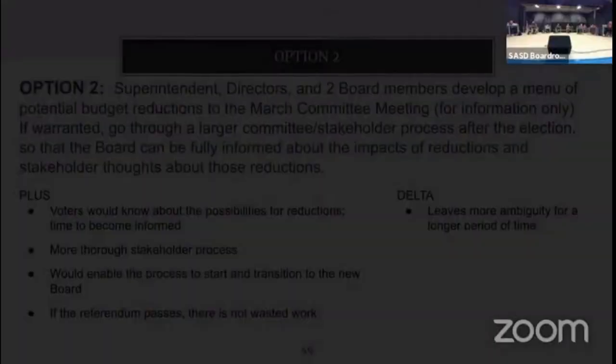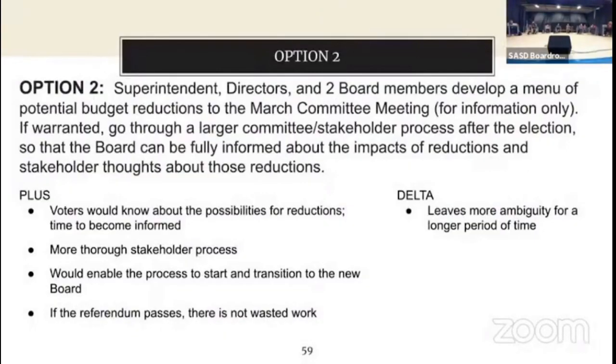Next slide. So option 2 would be to have the superintendent, directors, and the 2 board members that will eventually be on the committee develop a menu of potential budget reductions and bring it to the March committee for information only. Rather than specific budget recommendations within the dollar amount of the reductions, this would be a larger menu. And what it would do is let the voters know about the possibilities for reductions without coming with some recommendations.